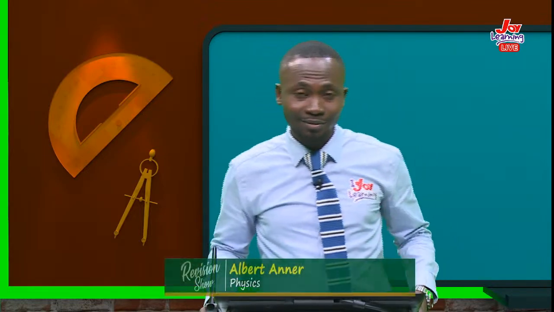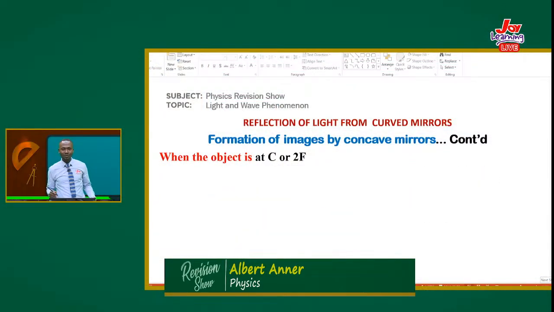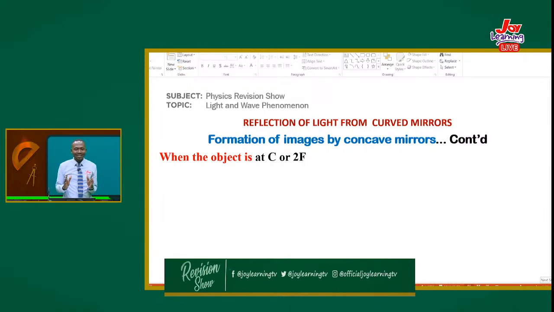Welcome back. So we're looking at images formed by concave mirrors or converging mirrors. We looked at when the object is at infinity and then when the object is beyond C. Now we can move on to look at when the object is at C. So when the object is at C, what happens? I want you to take note of what we are doing. There is a trend that is emerging. Once you know the trend, you will be able to recollect what the diagram is like and the image characteristics, and then you give answers to that in exams.